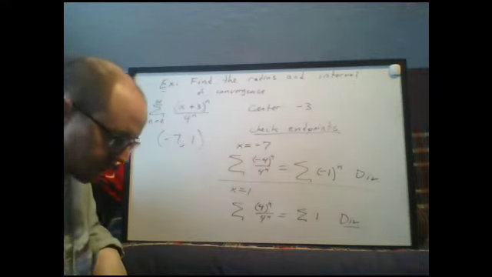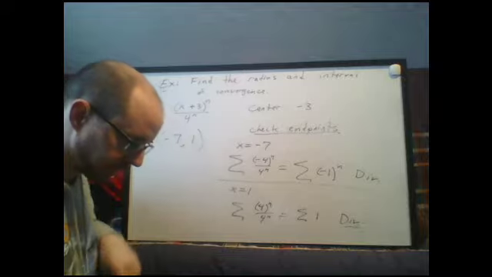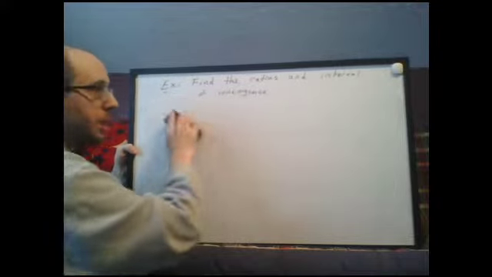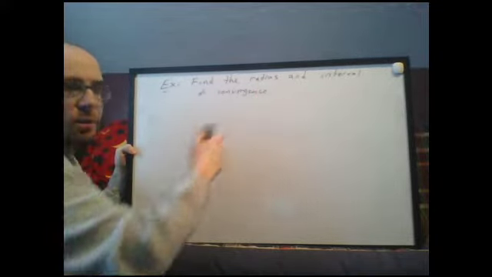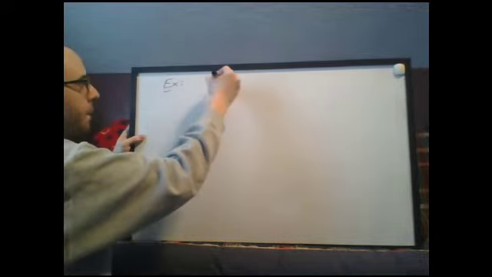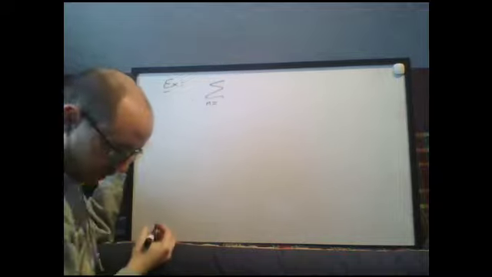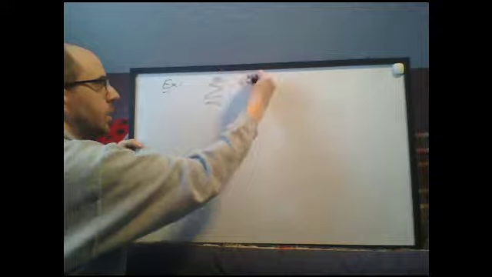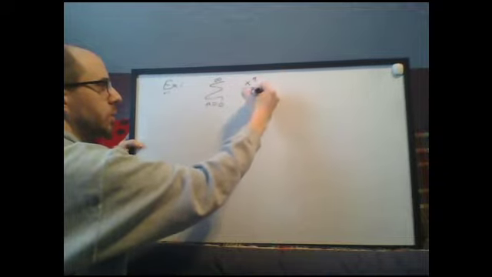So let's do a couple more. So again, all these examples, it's the same question. Find the radius and the interval of convergence. Let's see. So n equals 0 to infinity, x to the n over n factorial.